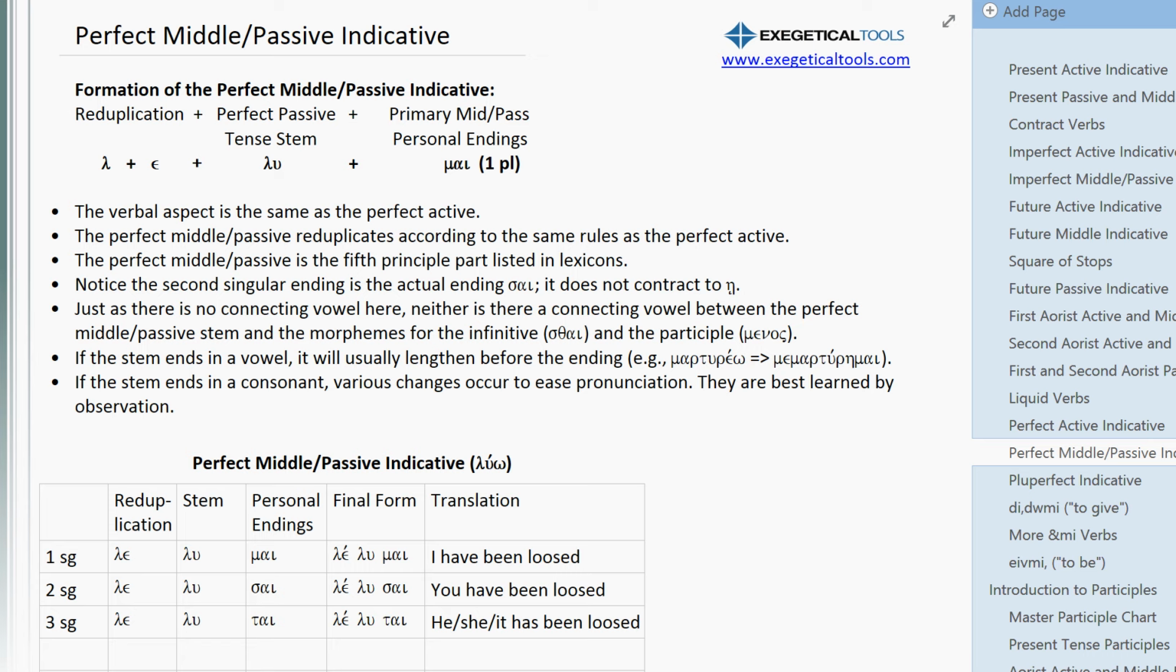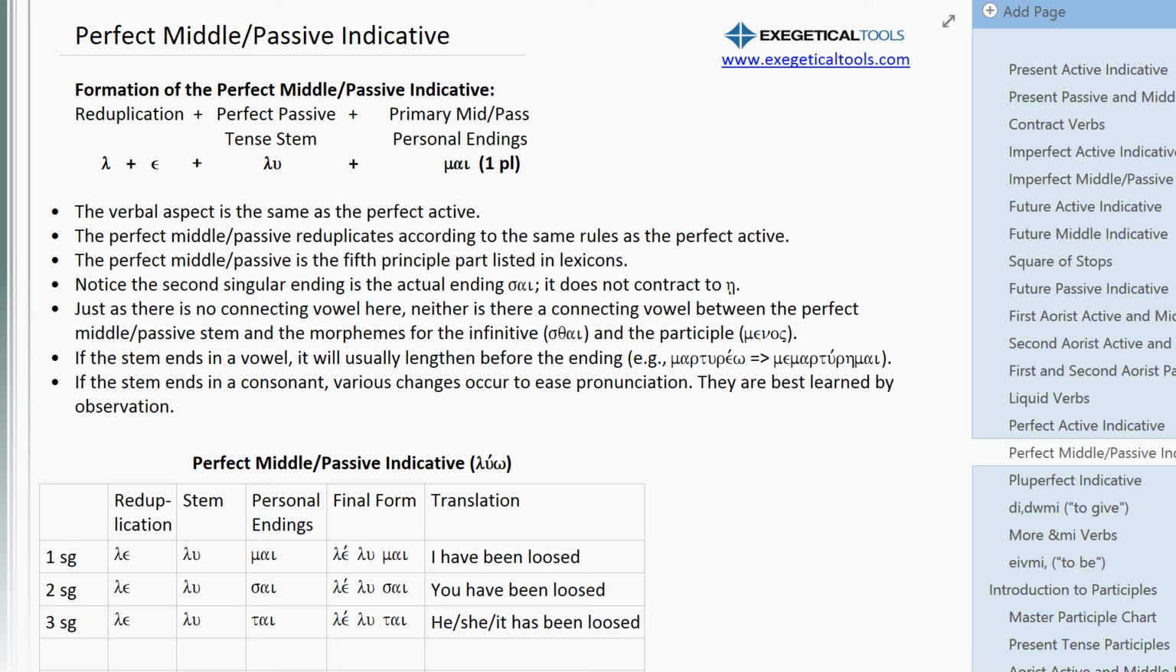Now, everything I said about verbal aspect from the perfect active video applies here as well. That means that I'm going to consider it the stative aspect, but as I said in the previous perfect active video, the verbal aspect debate on the perfect tense is still up in the air. The dust is not settled, and so there's various ways to handle the perfect tense at this point. I think generally a translation that emphasizes a state is usually the better translation for many perfects, but perhaps not all. The perfect middle passive reduplicates according to the same rules as the perfect active.